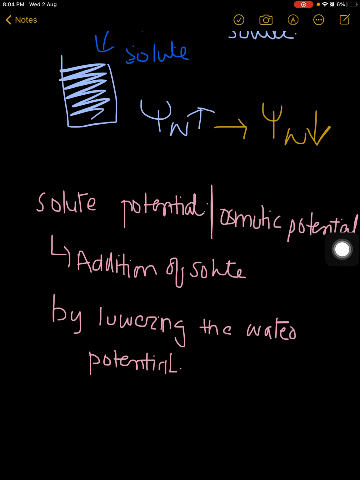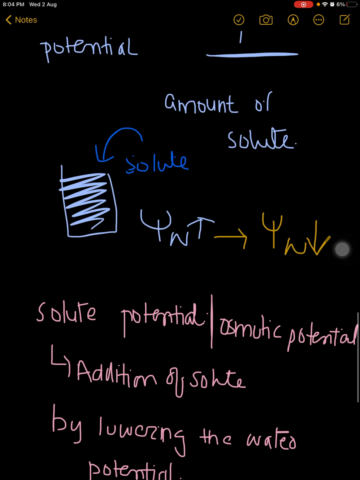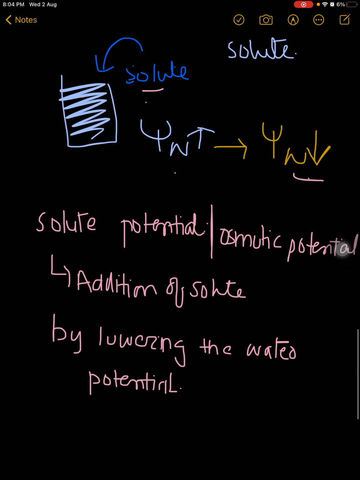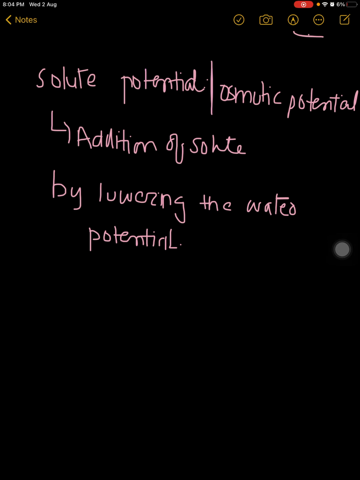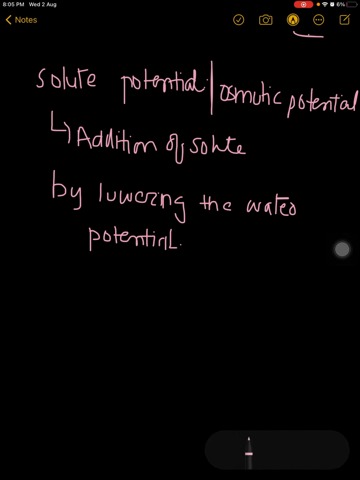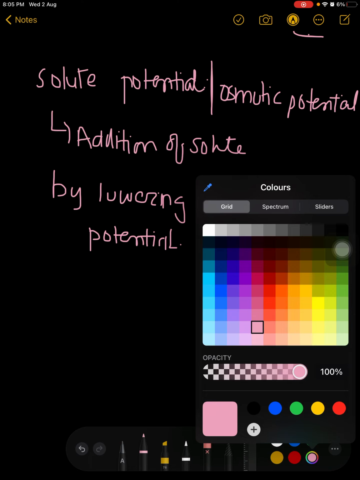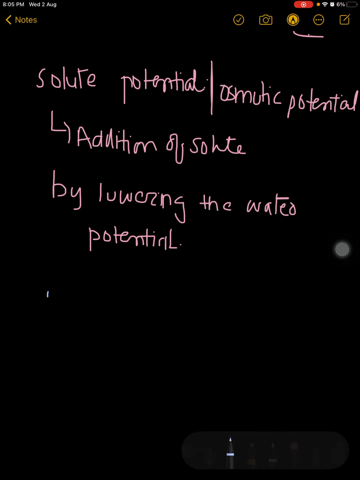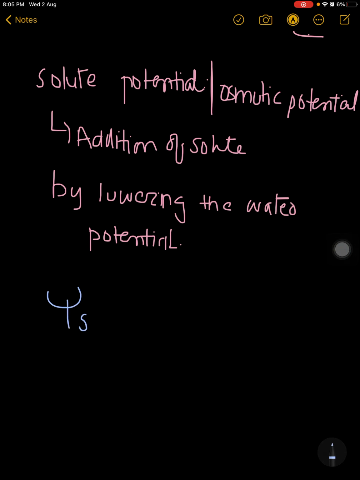Right, now what does that mean? If you add the solute, as we have discussed right now, the water potential will decrease, right? So here the same thing is, if you add the solute, the water potential will basically decrease. But keep this one thing in mind, that the solute potential is denoted by psi s, and it is always negative.